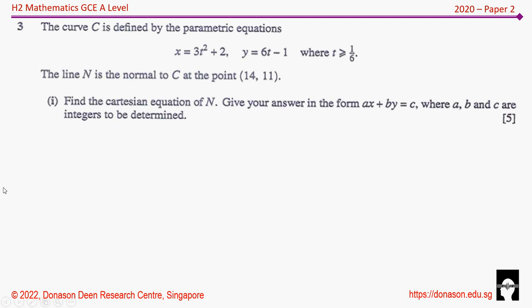The curve C is defined by the parametric equations x = 3t² + 2 and y = 6t - 1, where t is greater than or equal to 1/6. The line n is the normal to the curve C at the point where the x coordinate is 14 and the y coordinate is 11.